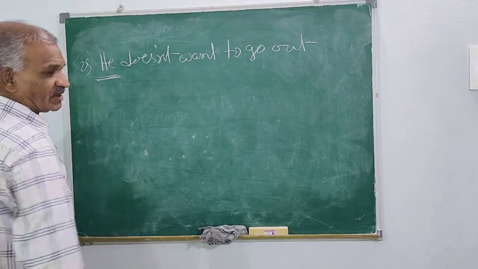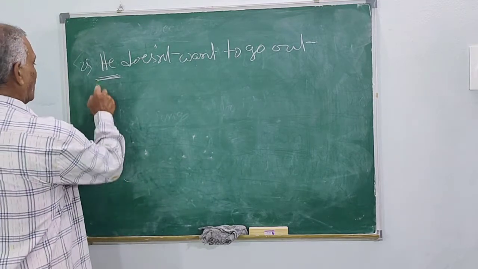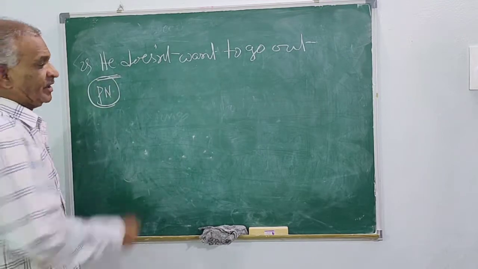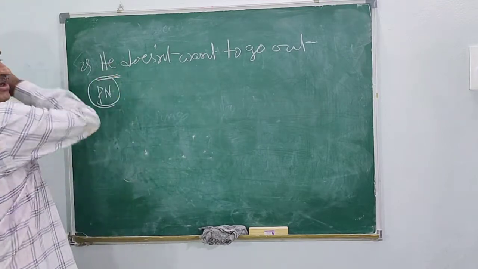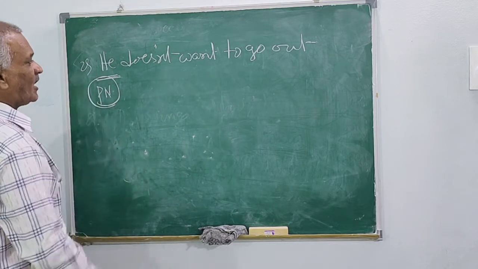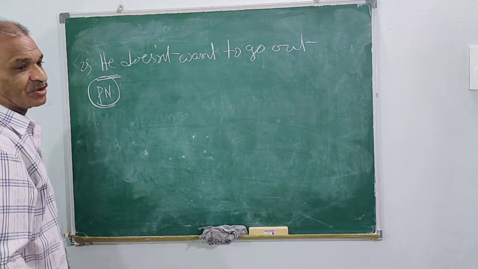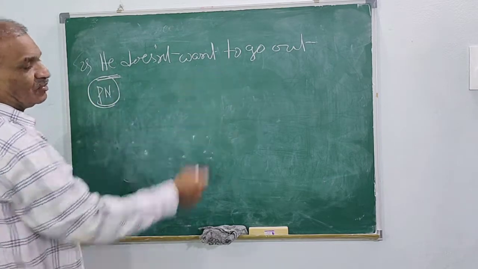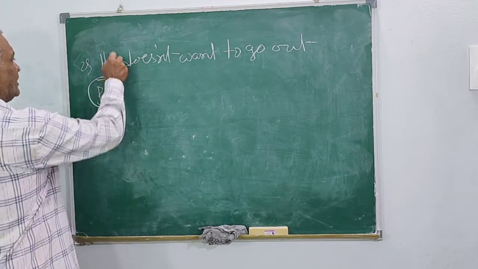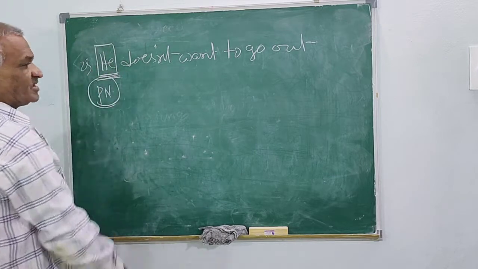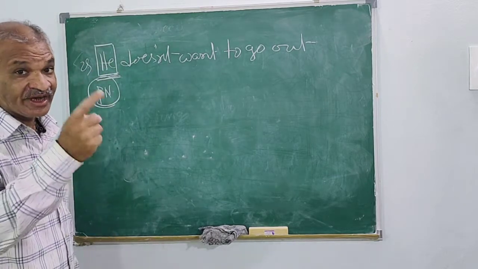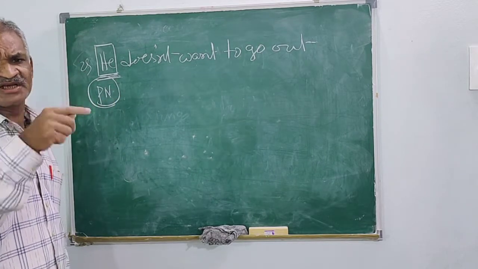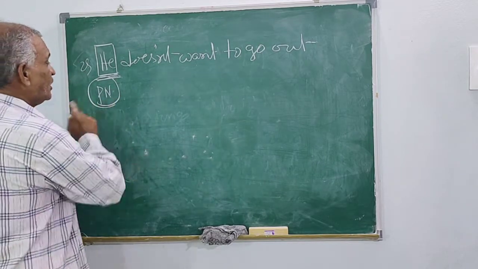So, what is this part? He is a pronoun. He means that there is a noun. Suppose Rama is interested to stay there, but he doesn't want to go out. Here, this he is used instead of one noun. That may be Rama, Gopi, Krishna, something. So this is the pronoun.